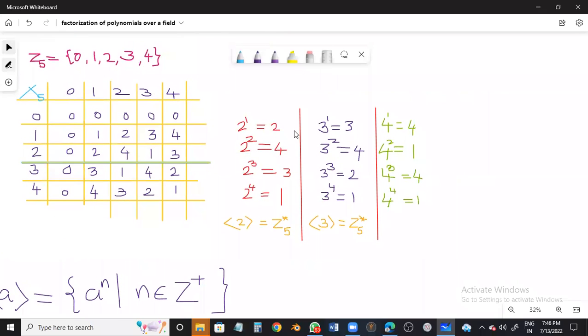Now let me try with 3. 3 raised to 1 is 3. 3 squared, 3 times 3 is 9, and 9 means 4. Then 3 cubed means 3 squared into 3: 4 times 3 is 12, and 12 leaves 2. And lastly, 3 raised to 4 is 3 cubed into 3, so 2 times 3 gives 1. So again all the elements of Z5 star are generated, so the group generated by 3 is nothing but Z5 star.